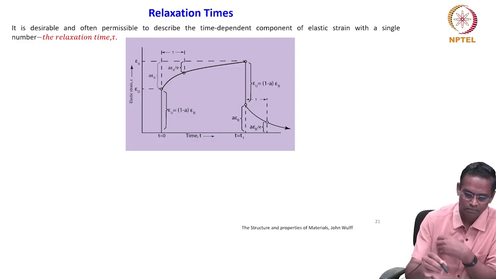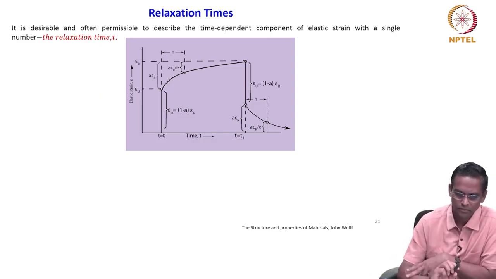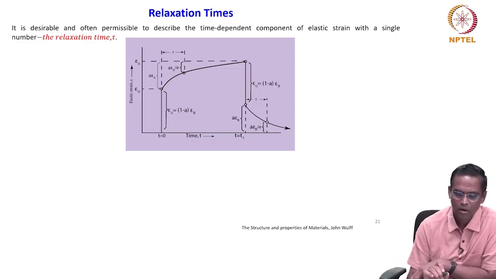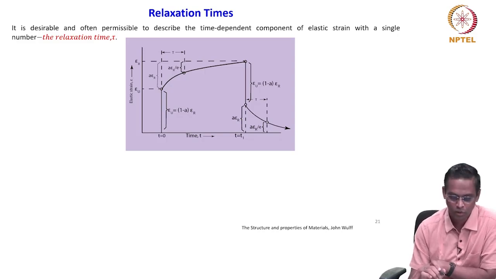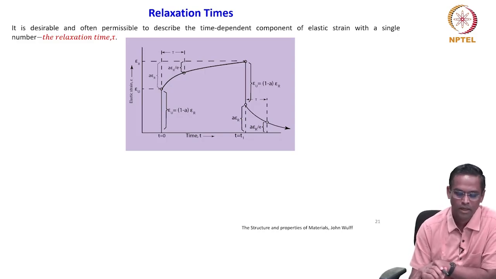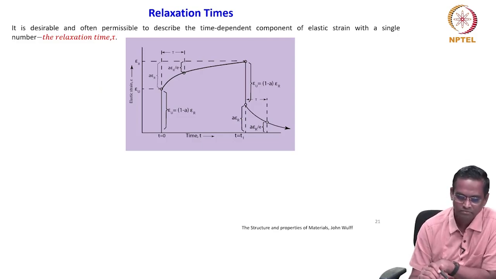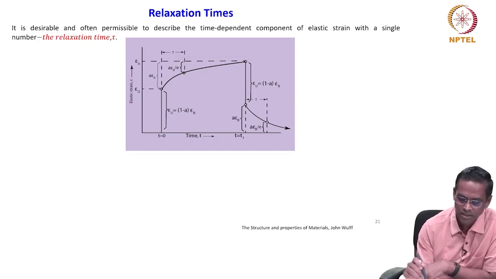So, look at this diagram. The diagram will look a little complicated at the very first look, because there are too many writings on it. So, do not get confused. We should also relax, then you will be able to catch this. What is shown here? Elastic strain epsilon versus time. Do not pay any attention to the writings.